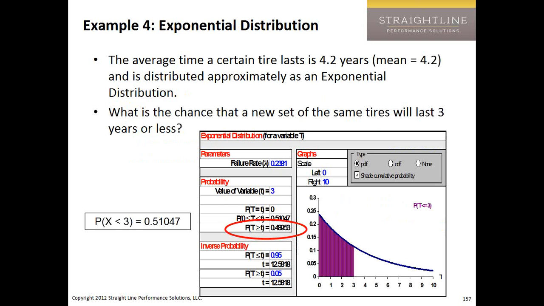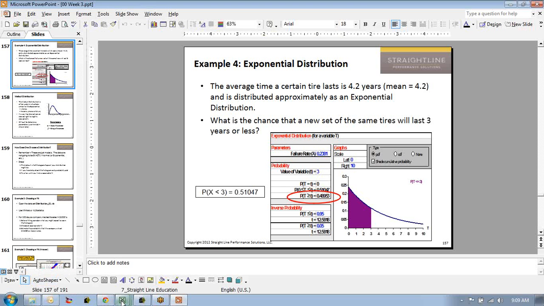Suppose that an average time for a car, it lasts 4 years, so its mean is 4.2, and is distributed approximately as an exponential distribution. Okay? So we know that the average time a certain tire lasts is 4.2 years. We want to ask, what's the chance that a new set of tires will last 3 years or less? So what's the chance that it will fail, its tires will need to be replaced in 3 years or less, if the average time that it lasts is 4 years and the data are exponentially distributed? Okay, so that's the question that we want to answer, and let's walk through that.